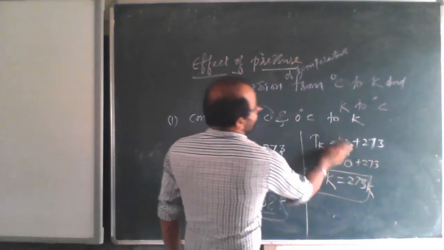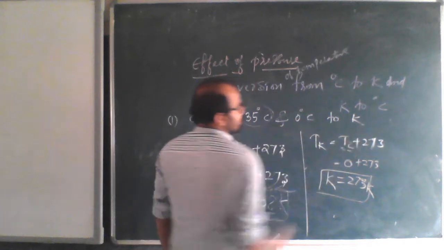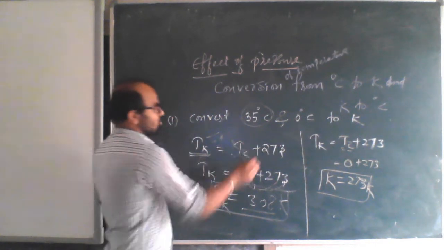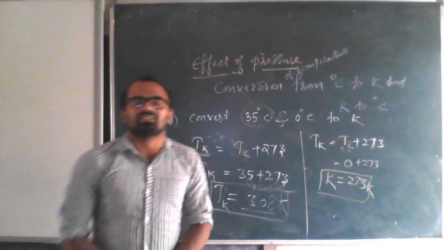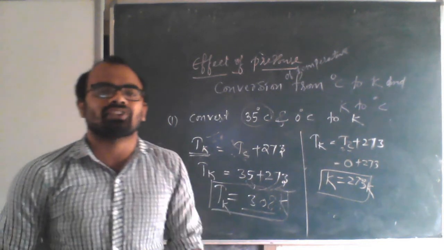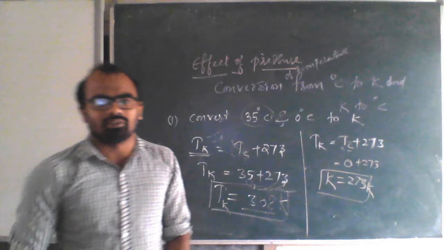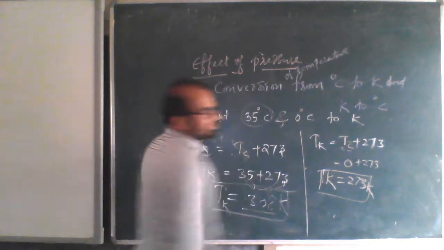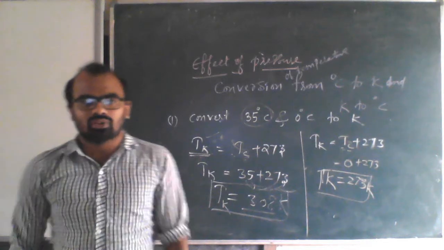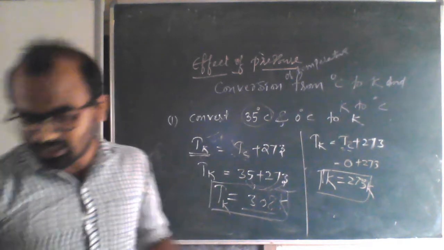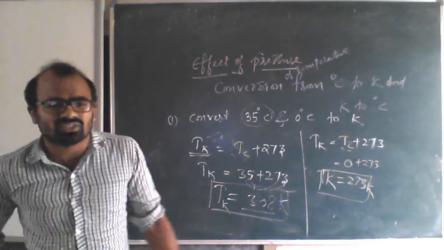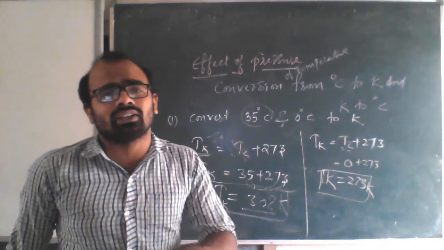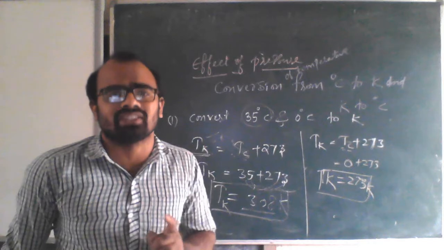Or you can say this as TC, temperature in degree Celsius. TK is equal to TC plus 273, where TC is temperature in degree Celsius. You can remember like this. TK is equal to 273 Kelvin. Okay, I hope you all are clear with this. Just a very easy formula. If it is given in degree Celsius, to convert it into Kelvin, just add 273.